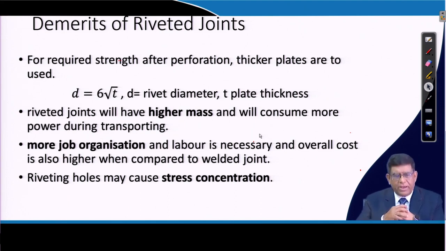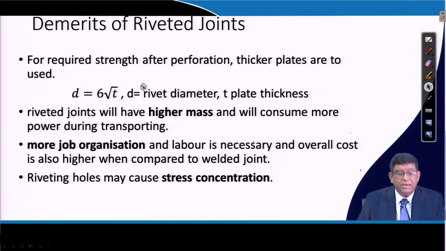So when you put an extra plate, that means you are going to increase the weight of the machine. And if it is a moving machinery, if the total weight increases, you can easily understand that the power required for moving that machine will be increasing. So that's why if you have riveted joints, the weight of the machines will be more. So that could be a disadvantage.